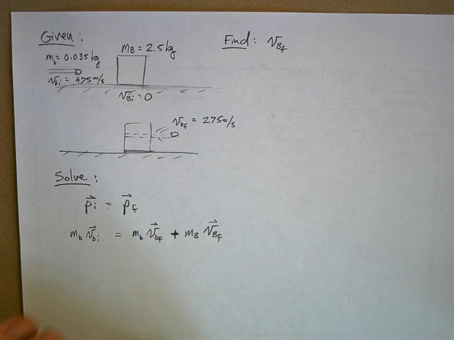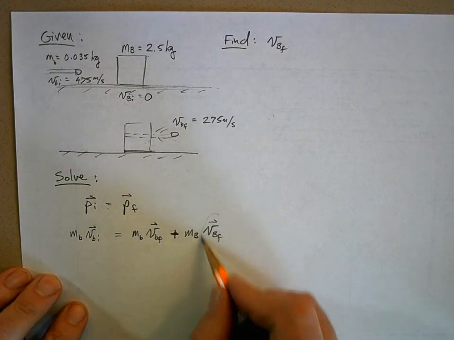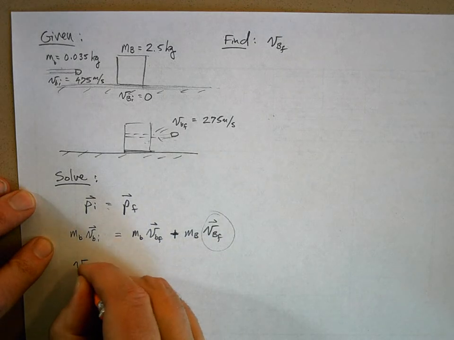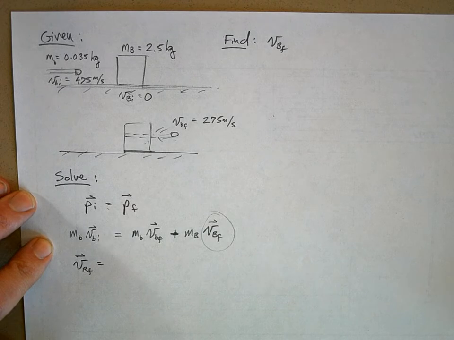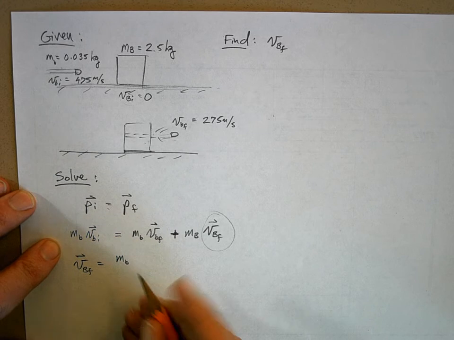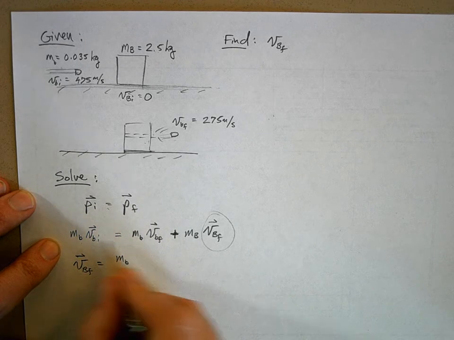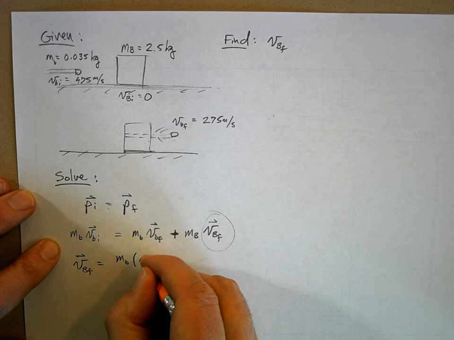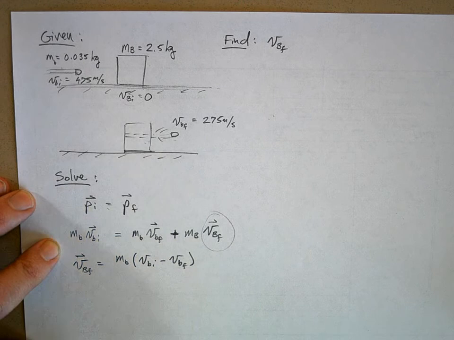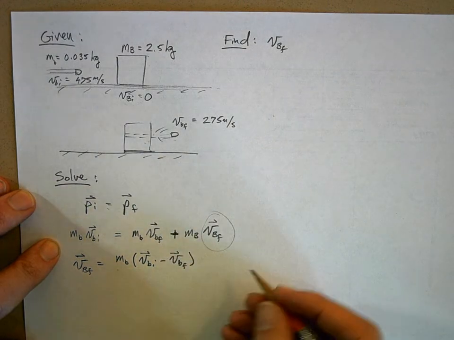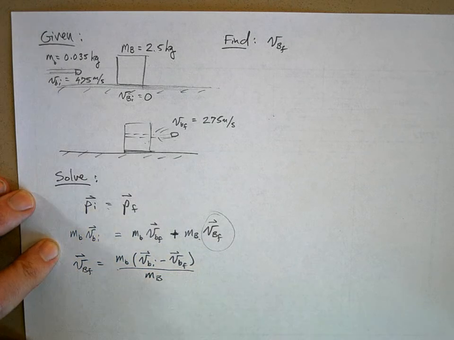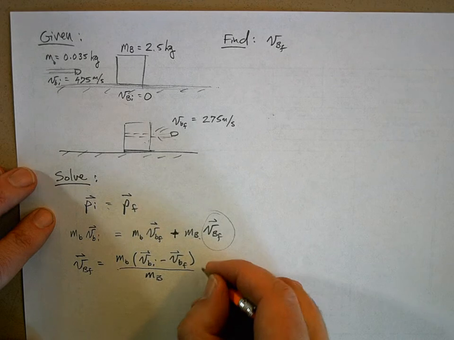So here we have an equation where we know everything except what we're trying to find, which is a good thing. So now I'm going to solve for the final velocity of the block. I'm going to subtract this to the other side, and I'm going to factor out the mass of the bullet. And then I'm going to divide by the mass of the block. Now I'm going to plug in my values.